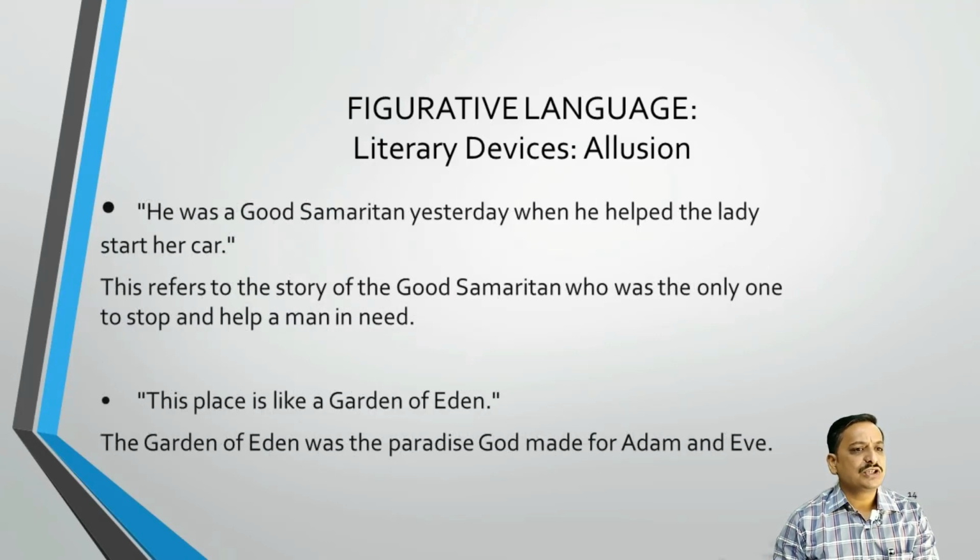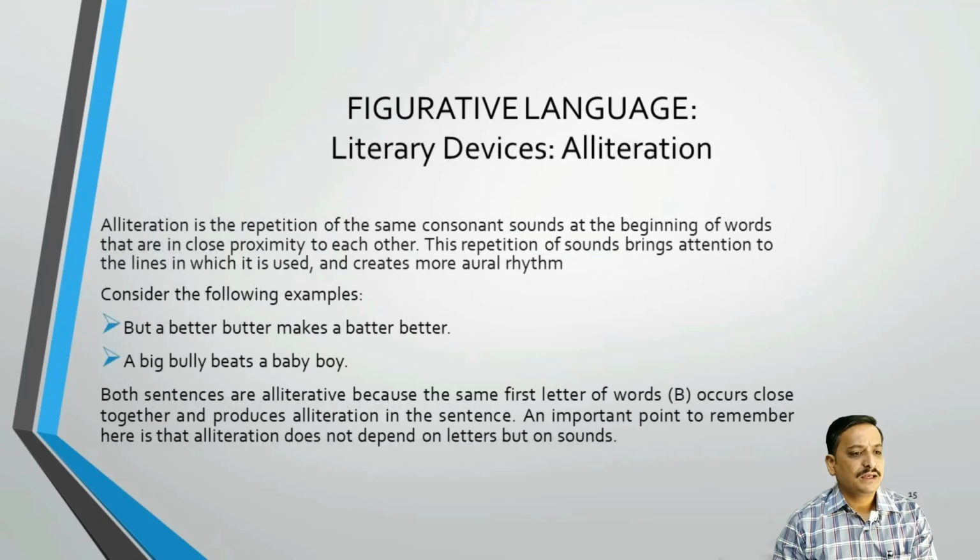When we say he was a good Samaritan yesterday when he helped the lady start her car, the good Samaritan here is a reference to a story from the Bible. This place is like a Garden of Eden. Here the Garden of Eden is a reference to the paradise that God created for Adam and Eve. Now, next we'll move on to alliteration.